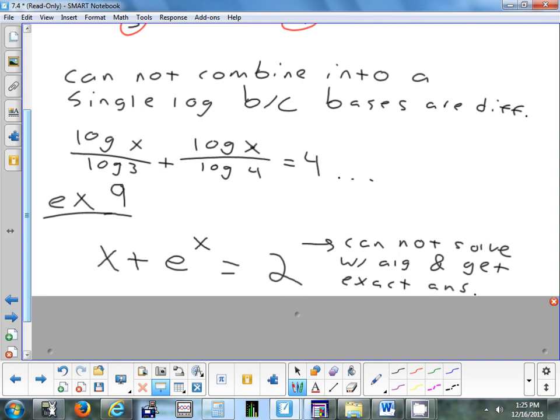Now, that could be really frustrating, because if you don't know that and you're trying to solve this problem, you'd spend a half hour on it. I guarantee you're not going to be able to solve it with algebra. In fact, you can prove that you can't do it with algebra. But does anybody remember, maybe even back in pre-algebra, beginning algebra 1?